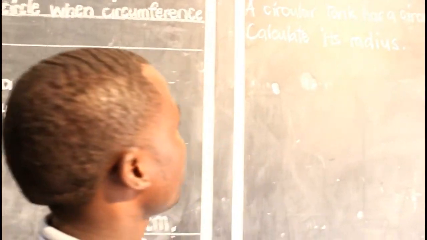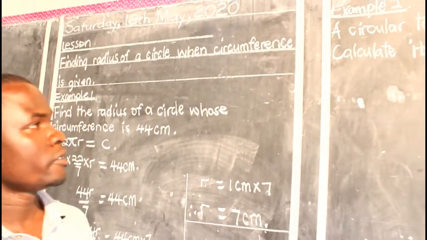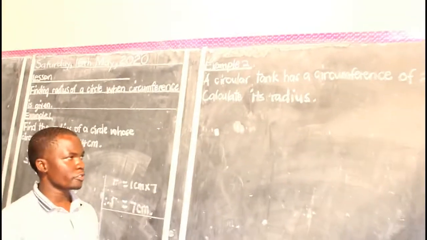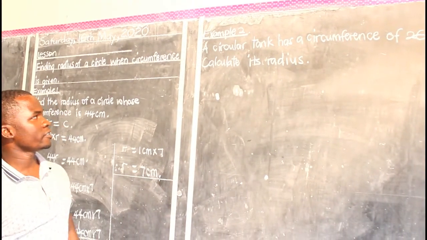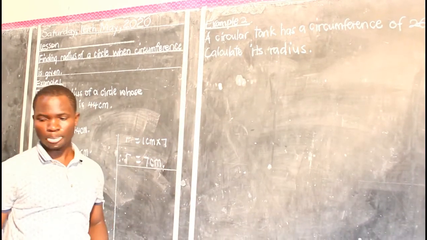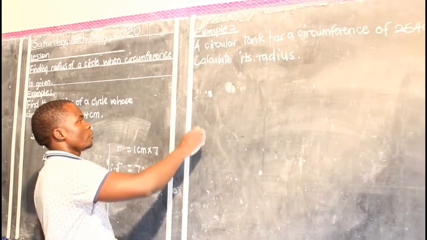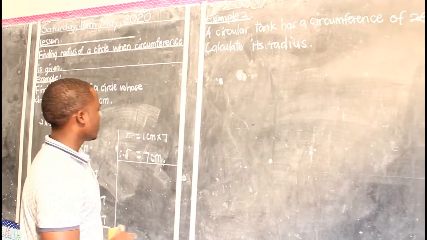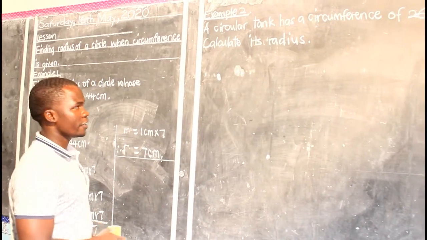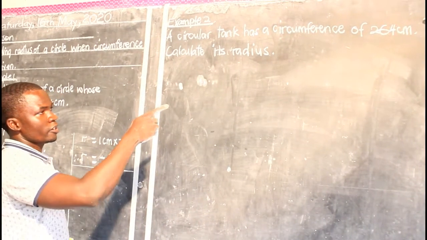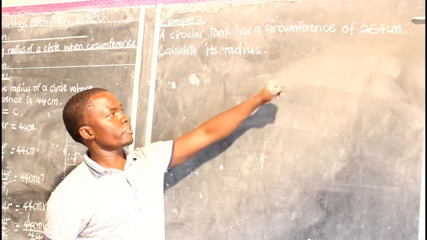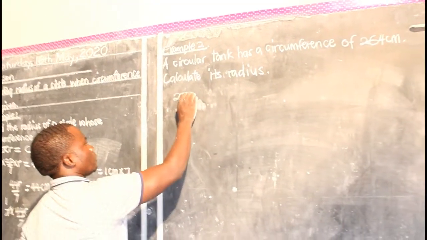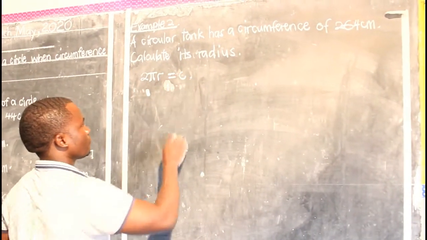Here we are. The question is, a circular tank has a circumference of 264 centimeters. Calculate its radius. We shall bring in the formula for circumference like we did here, but begin with 2 pi r. Then circumference at the end, because circumference is given. So this is 2 pi r equals circumference.